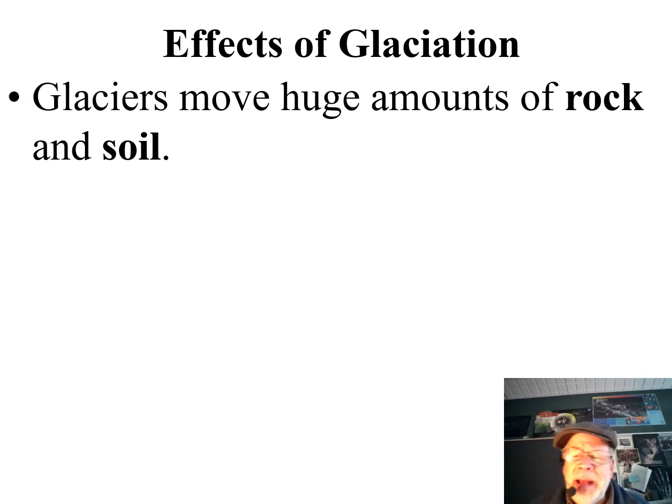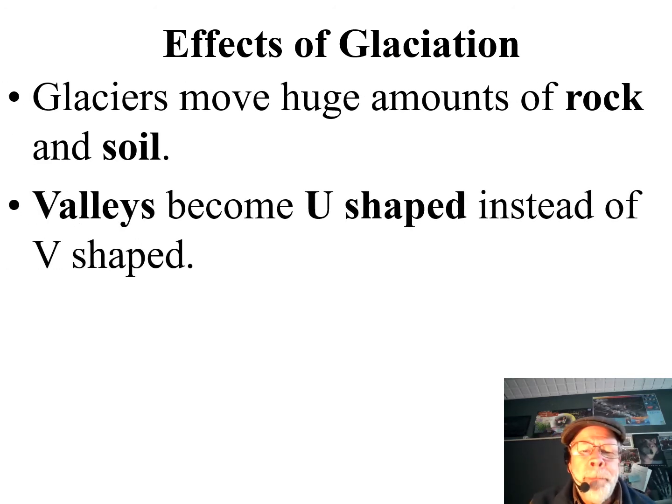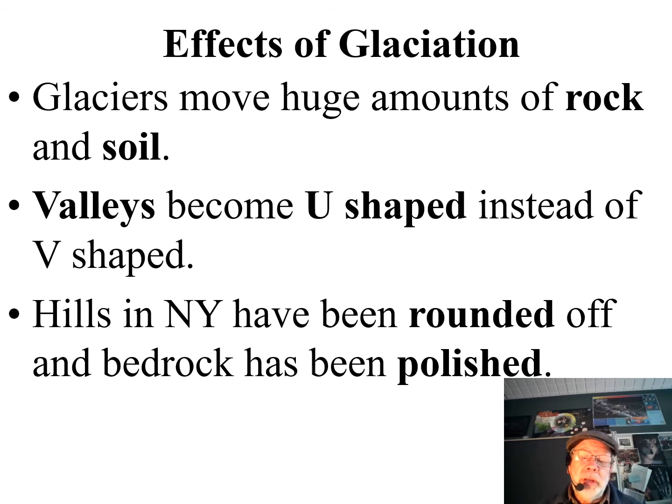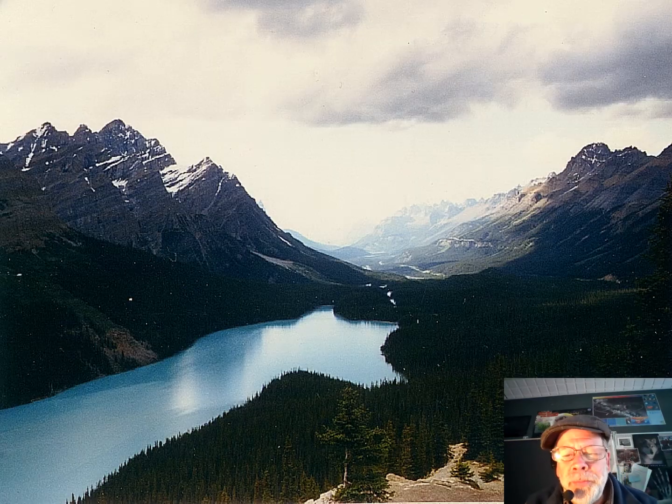Glaciers can move a vast amount of rock. Valleys, like I said, become U-shaped instead of V-shaped. Hills in New York have been rounded and bedrock has been polished. We had a special kind of glacier, not a mountain glacier like that or a valley glacier. We had a glacier that was a continental glacier come all the way from up north and just push over us and ride up and over mountains. And so all of our mountains aren't sharp, they're nice and smooth.